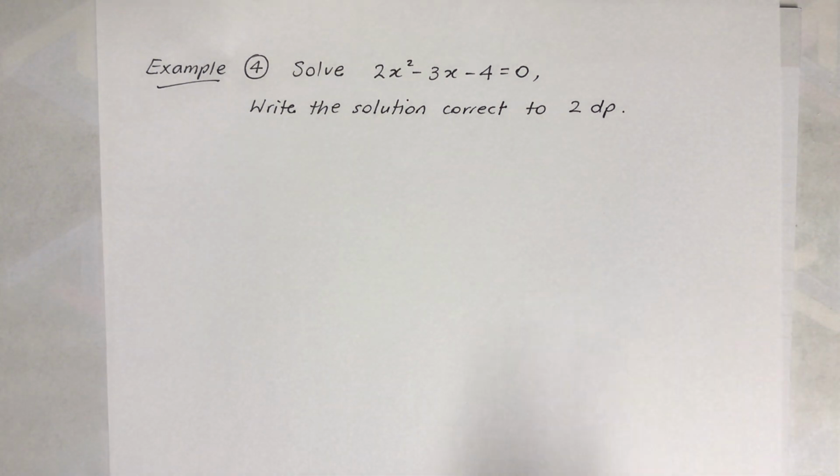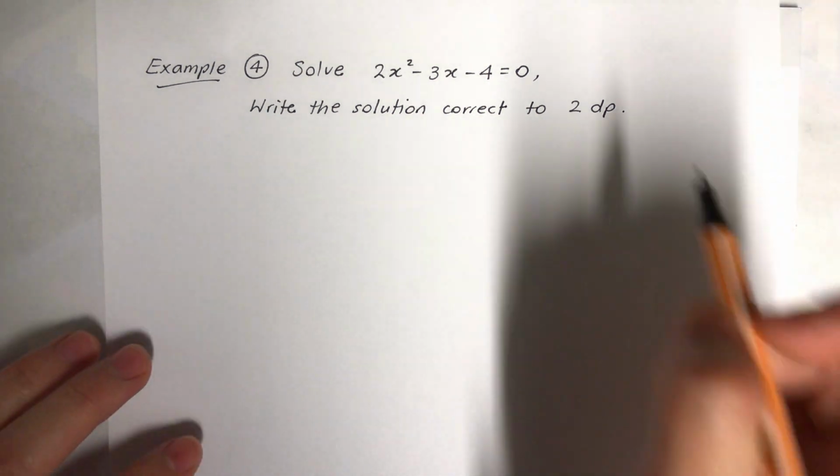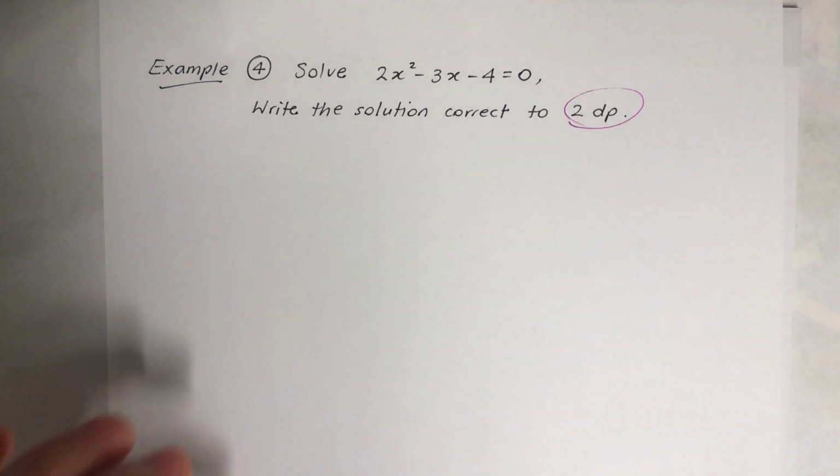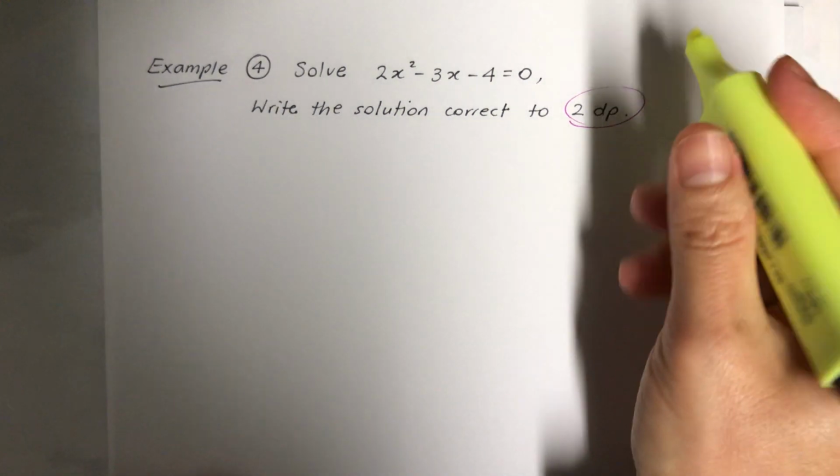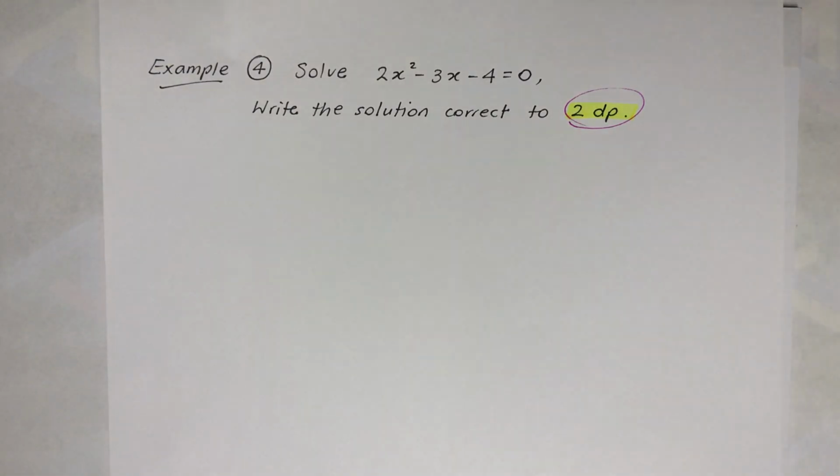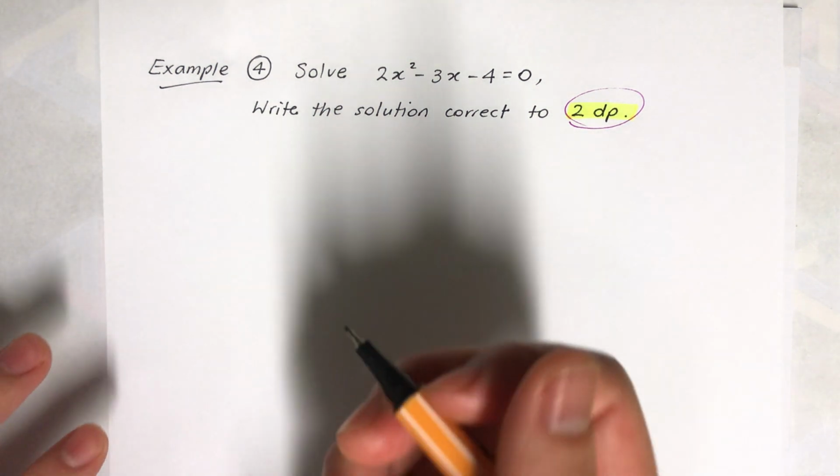Okay, question 4. Solve 2x squared minus 3x minus 4 equals 0 and write the solution correct to 2 decimal places. Highlighter. Okay, make sure you keep that in mind. Okay, now let's have a look. How am I going to solve this?